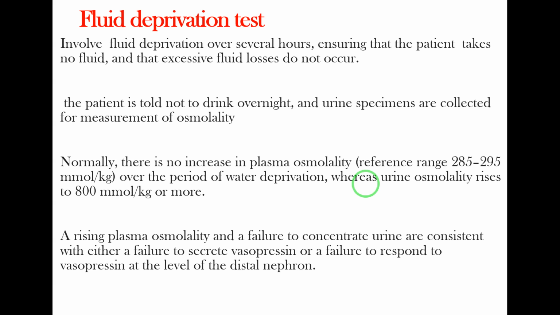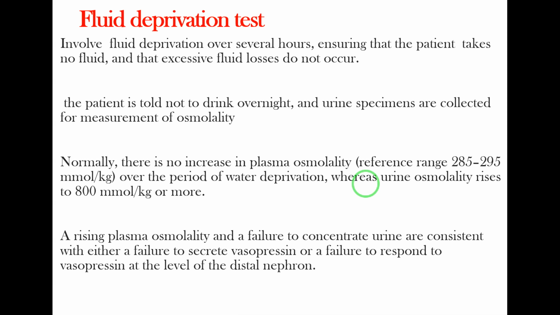Normally, if there is normal tubular function and there is normal secretion and level of antidiuretic hormone and normal response to antidiuretic hormone, there is no increase in plasma osmolality, and the normal range is between 285 to 295 millimole per kg. During the test in a normal person, their plasma osmolality will be stable, and throughout the test there will be no increase in the plasma osmolality, and the change occurs in the urine osmolality due to dehydration, due to deprivation of water.